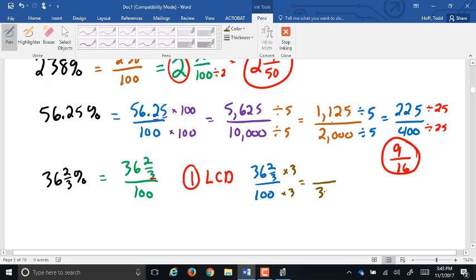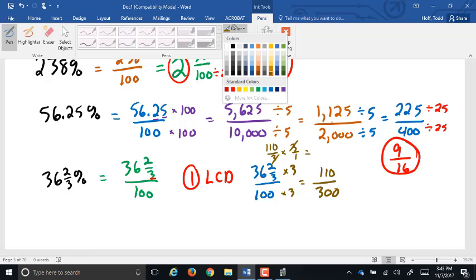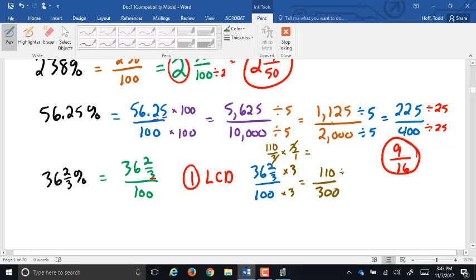Well, 100 times 3 is 300 on the bottom. 36 2/3 times 3. Well, 36 times 3 is 108 plus 2. That's 110 thirds times 3 over 1. The 3's cross cancel, gives me 110 over 1 or 110. So we have 110 over 30. Both of those can be divided by 10 to give me 11/30.